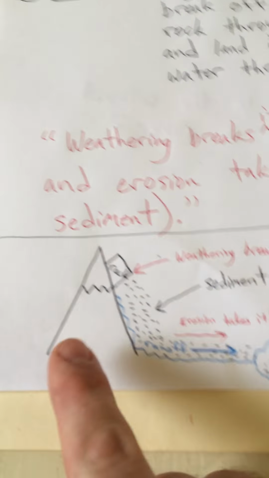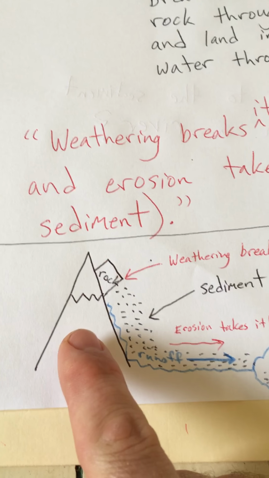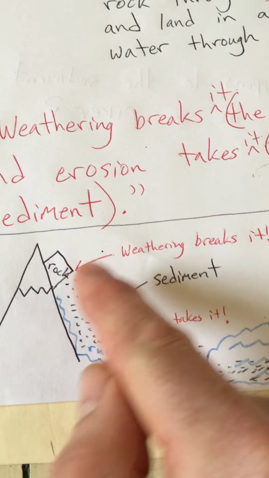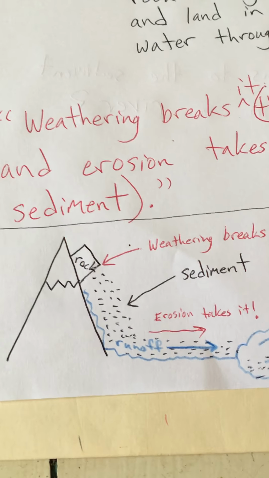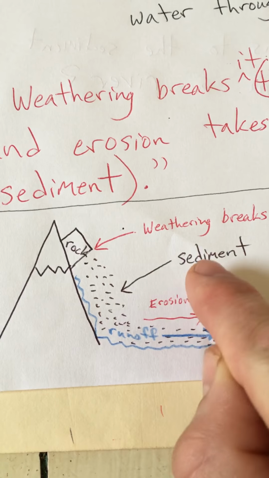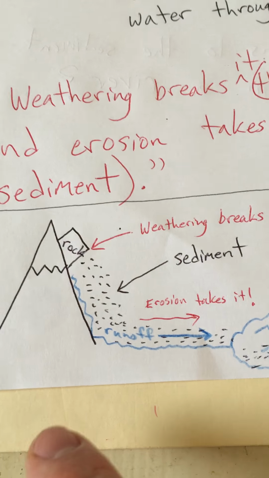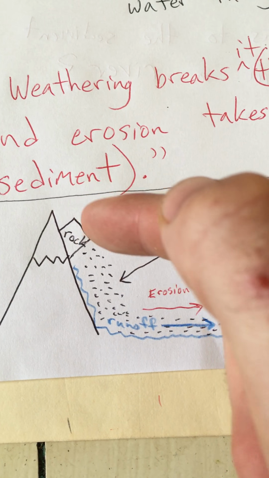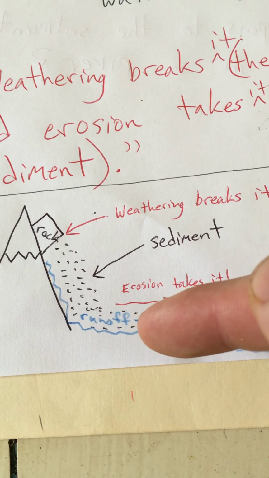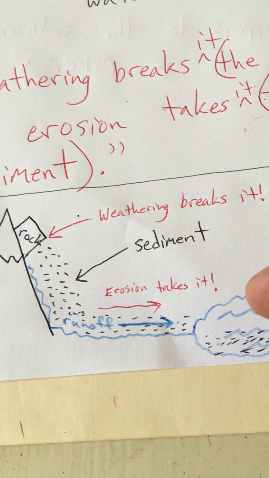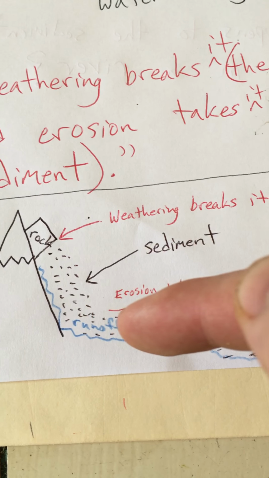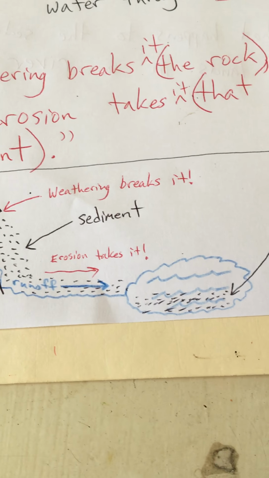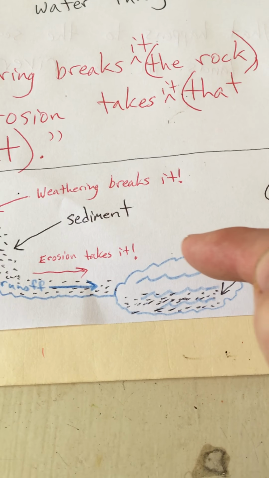So here's an example of that. Here's a mountain. There's Mount Tom. We got a big rock at the top there. Weathering breaks it. As the rain hits it, as the wind hits it, little pieces of sediment are breaking off of that big rock. Erosion takes it away. As it rains, the water runs off the side of the mountain and takes that sediment with it. So the weathering breaks it, the erosion takes it. The runoff water is bringing it down. That's making the erosion happen. And then it lands in this big pond down at the bottom.